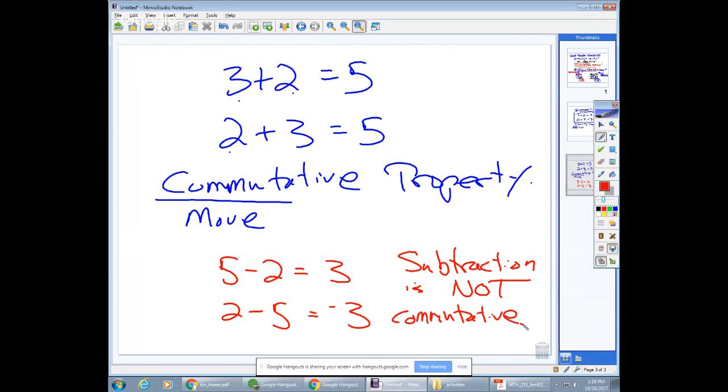So subtraction is not commutative. So we've got the identity property. Nikki brought up the closure property. I'll come to that last. That's a weird one, but an important one.